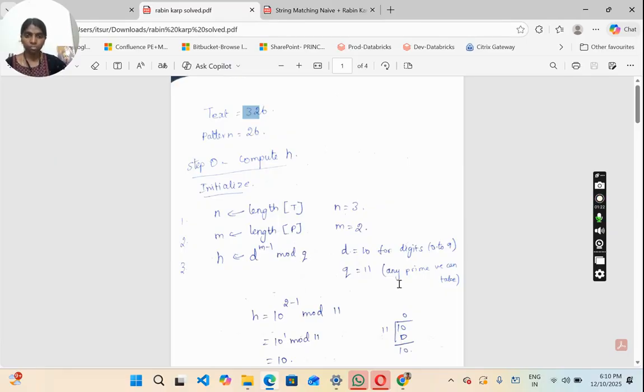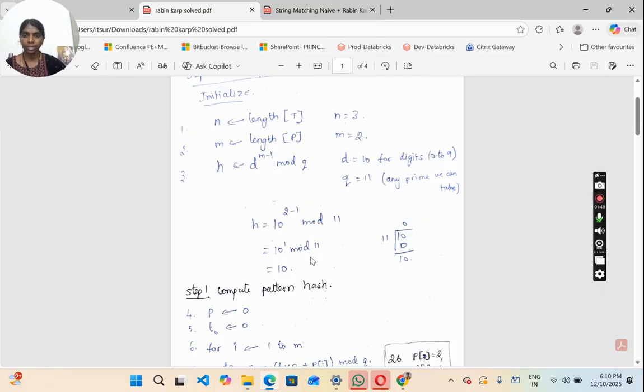q is a prime number. We are taking 11 in this case. We can take any prime number. And d mostly we'll take 10 only, since for digit examples, numbers 0 to 9 are base 10. m is pattern length 2. So 10 power 2 minus 1 mod 11, which is 10 mod 11. Mod value is the remainder value. When we divide 10 by 11, 11 is not possible in 10, so the quotient is 0 and the remainder is 10. So our h value is 10. This value we will be using in the last step.